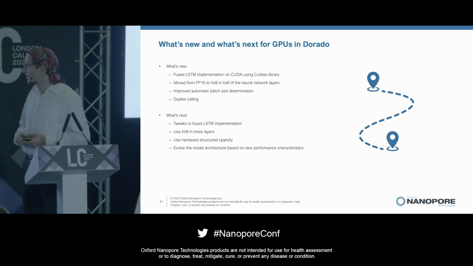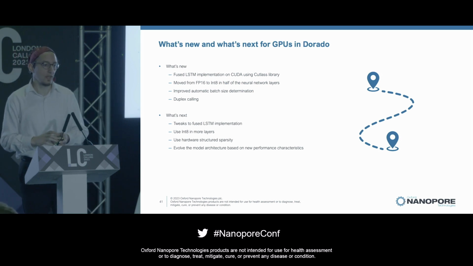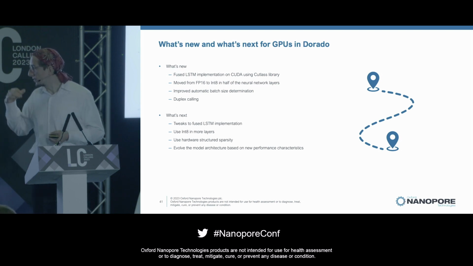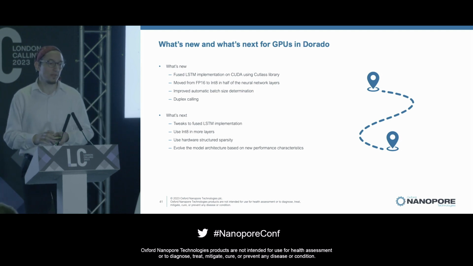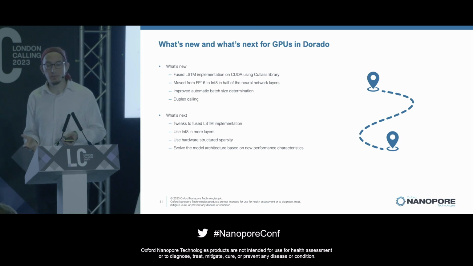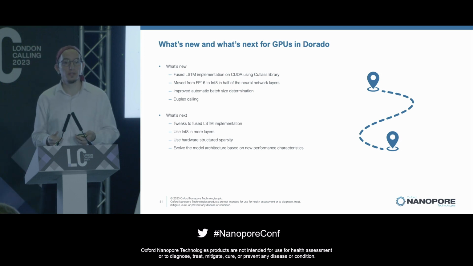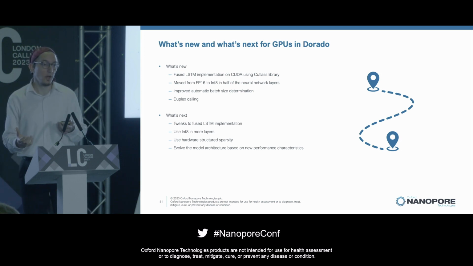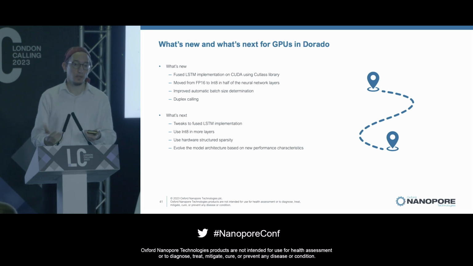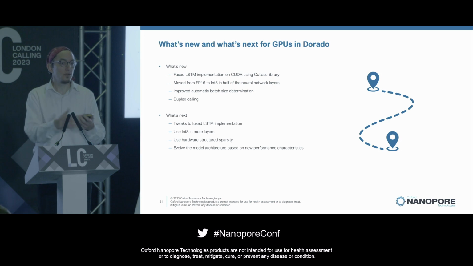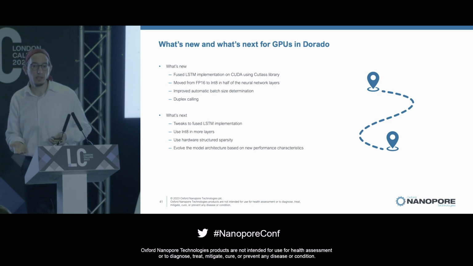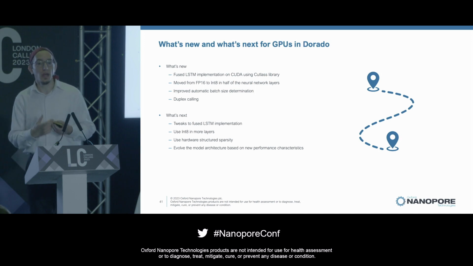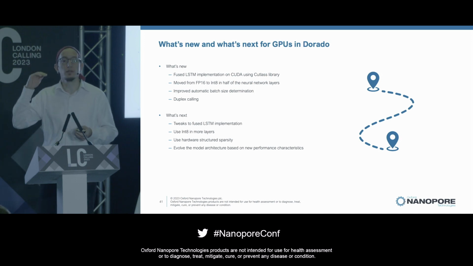And we are still going to further improve our LSTM layers. We still think there's some great potential there. We'll widen the quantization use. We will also investigate hardware structured sparsity, which might again give us a big boost in performance. And most importantly, we are continuing to evolve our model architecture. As we get faster in certain areas, we'll re-investigate whether we can do more there and improve the base call accuracy that way, and give you, like always, the best possible base calls.